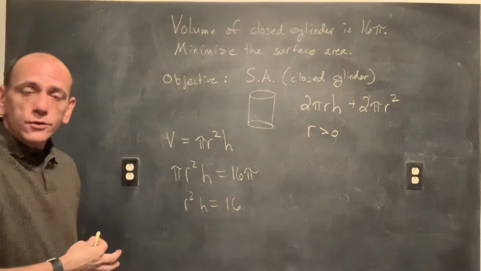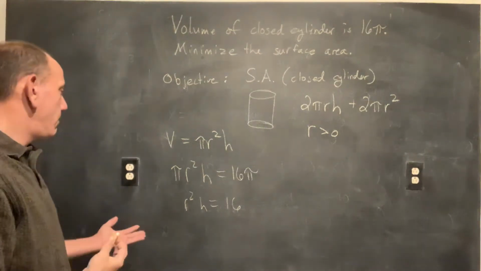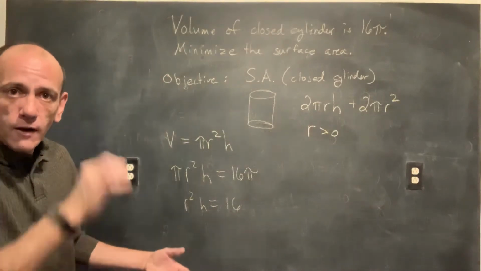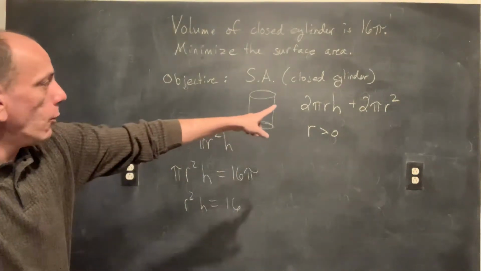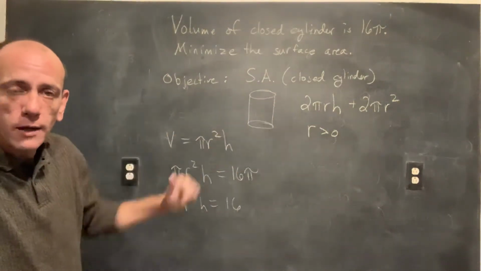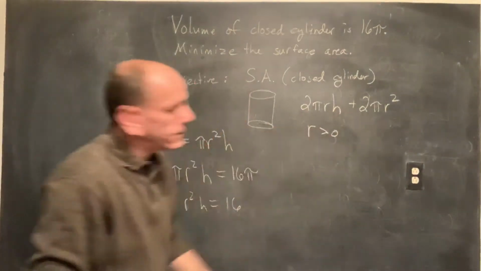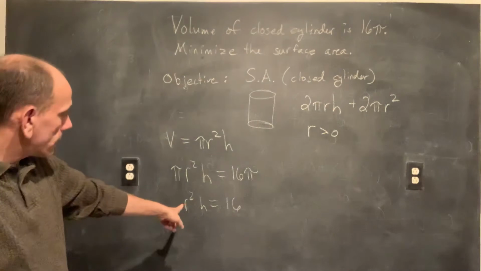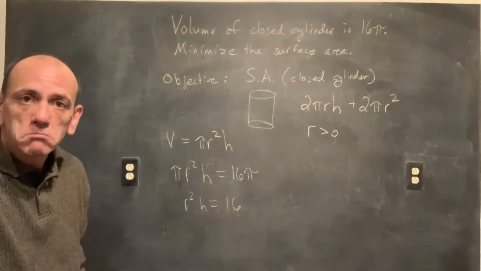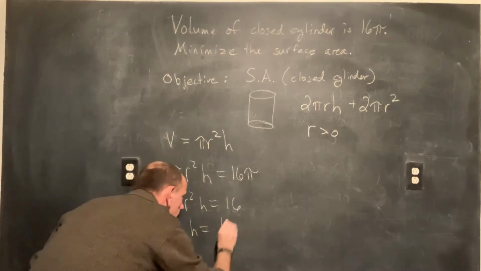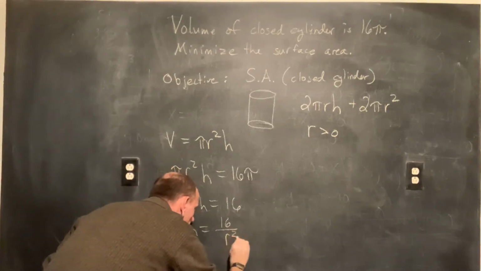I can either choose to solve for r, but then I'm going to have a rooty thing there. I got a square root, and I have multiple instances of r up in my objective. I've only got one instance of h, and that looks like it's going to be a much simpler solution. So why don't I go h is equal to 16 over r squared.